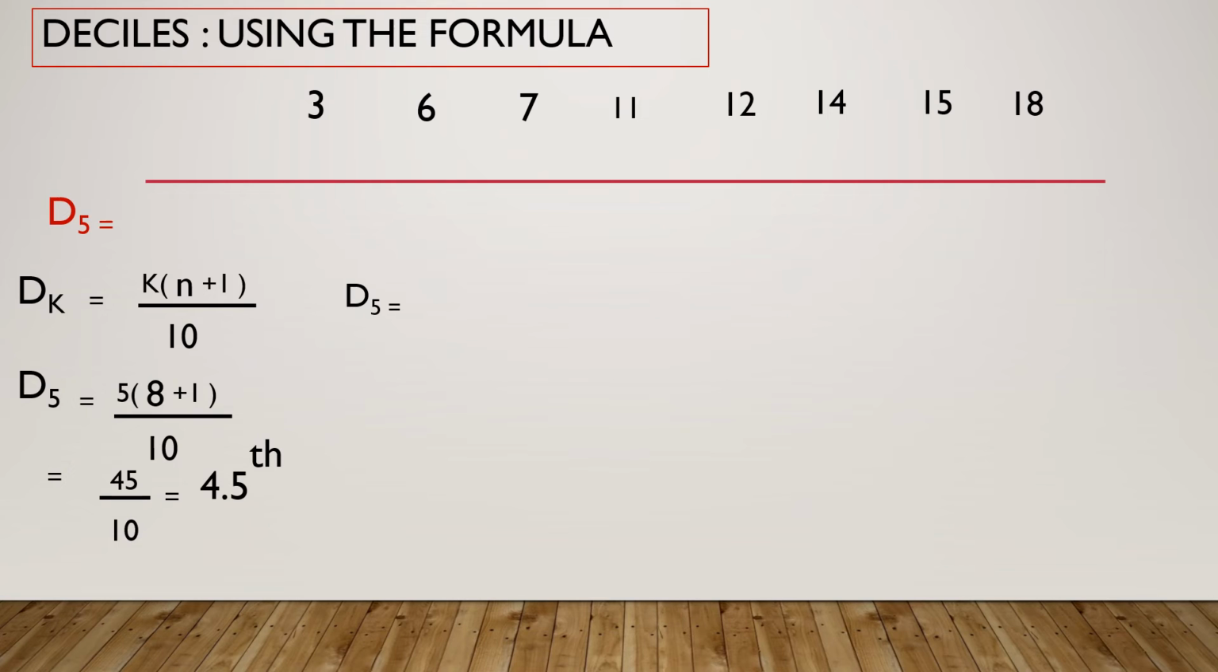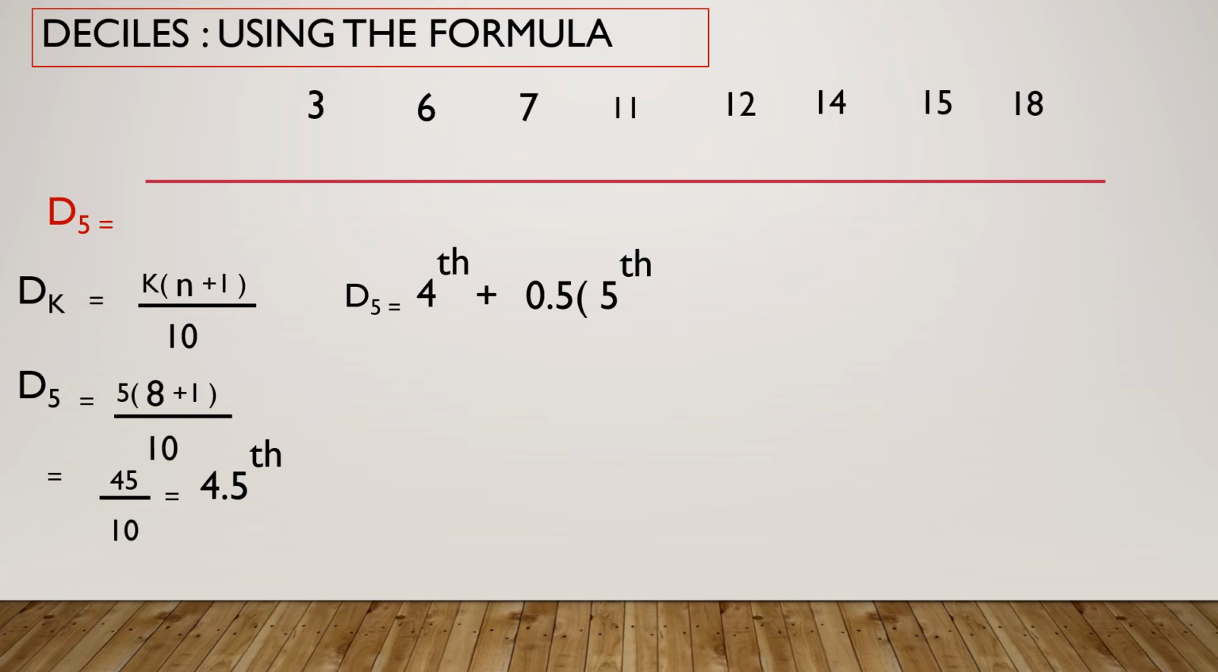Okay, so 4.5 means the 4th, and then we have 0.5. So 1, 2, 3, 4. This is the fourth, and then 0.5. Okay, so it's between 11 and 12. So simply, what we're going to do is, the fourth, you can actually find it here easily. You can just get the average here, but we're just going to use the formula.